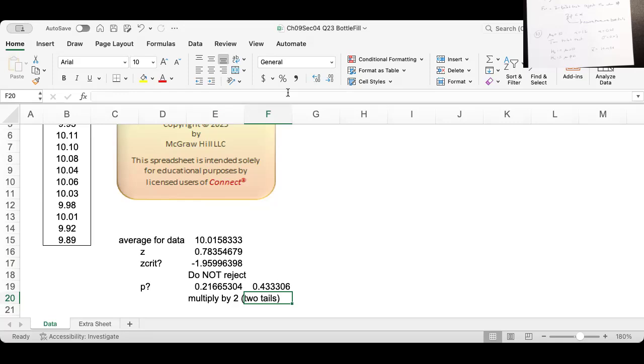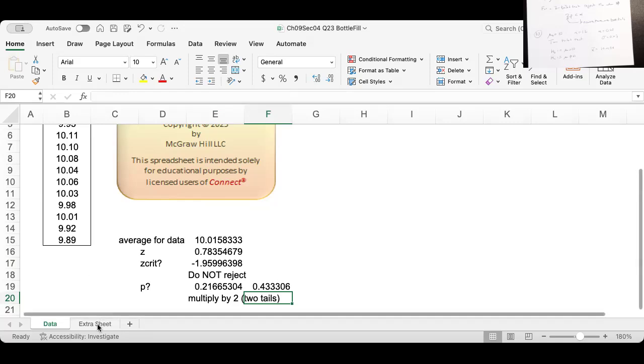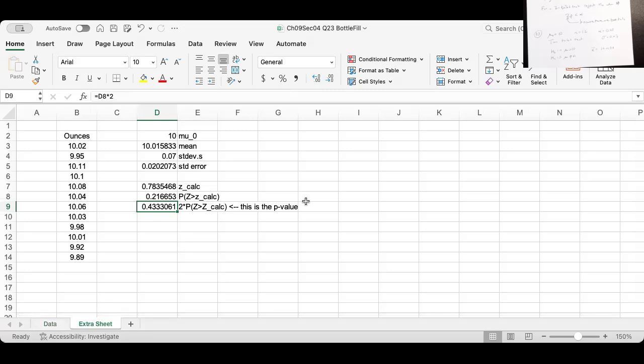There are several more examples. This is on our Canvas page. I have all of my other calculations over here. There we go. So you can play with that one as well.